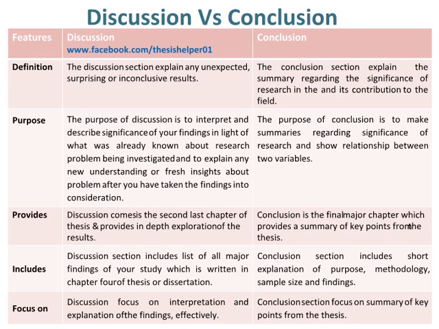between two variables. Discussion is the second last chapter of the thesis and provides an in-depth exploration of the results, whereas conclusion is the final major chapter which provides a summary of key points from the thesis. The discussion section includes a list of all major findings of your study, which is written in chapter 4 of the thesis or dissertation. Whereas the conclusion section includes a short explanation of purpose, methodology, sample size and findings.